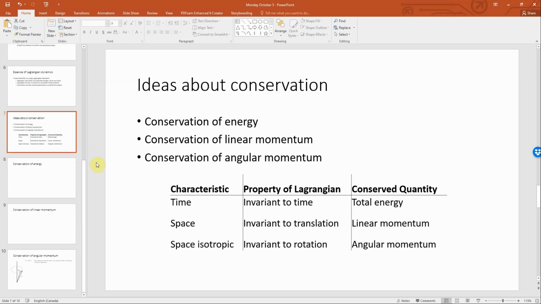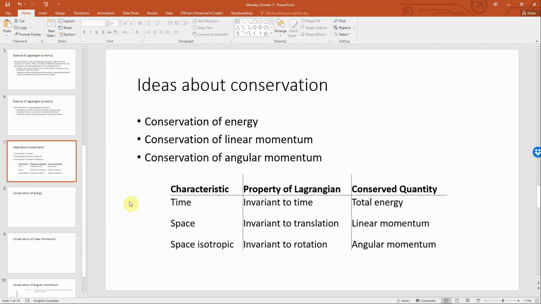All right, so one of the main points that we'll be discussing in this lecture and this week is ideas of conservation. As I said at the beginning, this course is only concerned with conservative forces. That means we don't have any kind of dissipative forces, so we don't have things like friction or drag or whatever.